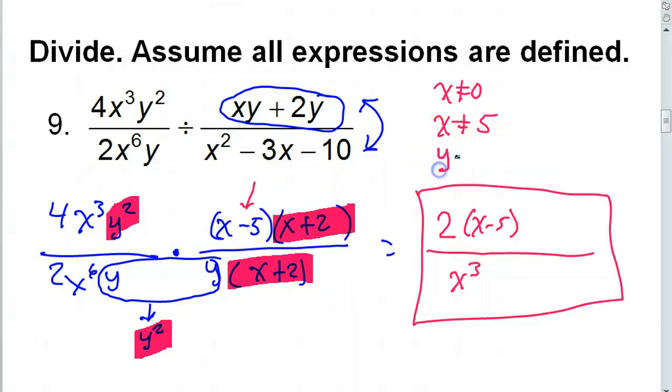And also y cannot equal 0 either, because of this y right there. So I didn't ask you to state the restrictions on this problem, but if I had, this is what they would have been.